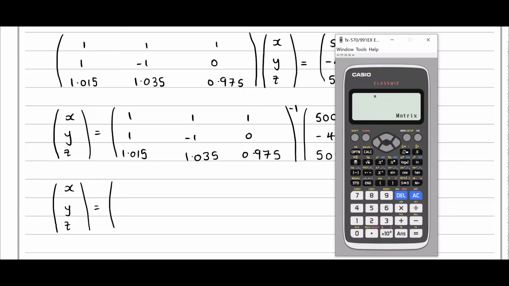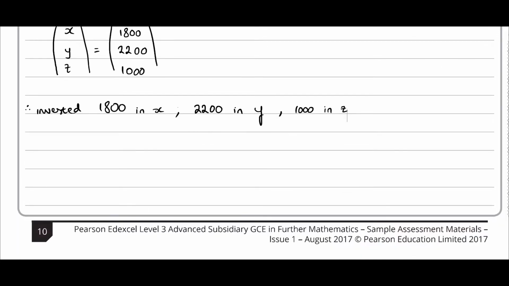That's our matrix B defined. So what we want to do is find the inverse of matrix A and multiply this by matrix B. We get 1800, 2200 and 1000. And with that being said, we can therefore conclude that Tyler invested £1,800 in X, £2,200 in Y, and £1,000 in Z.